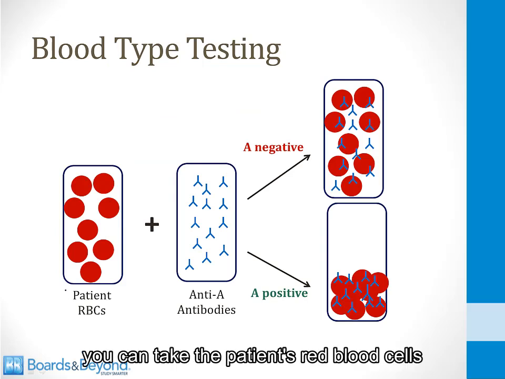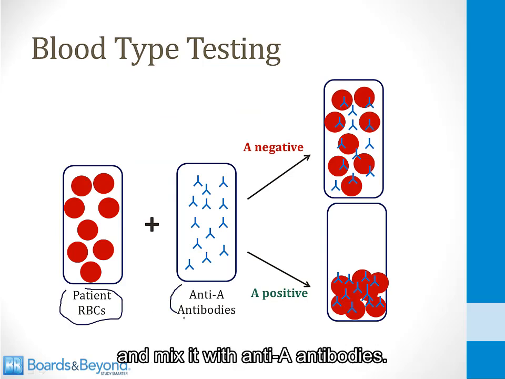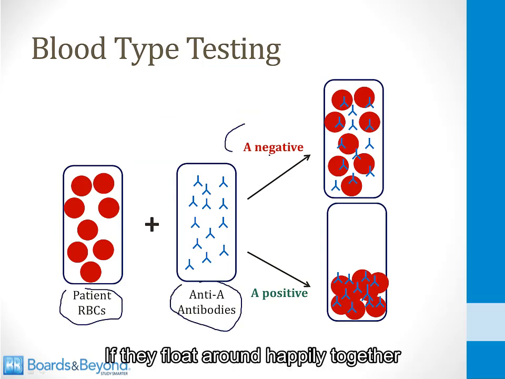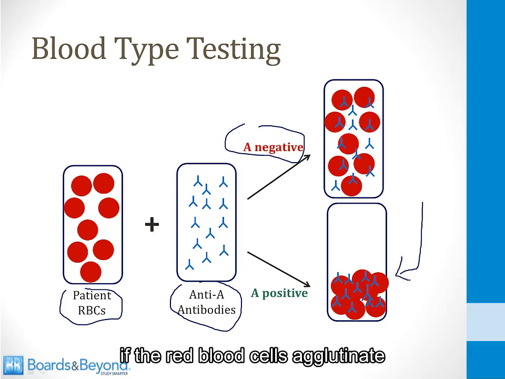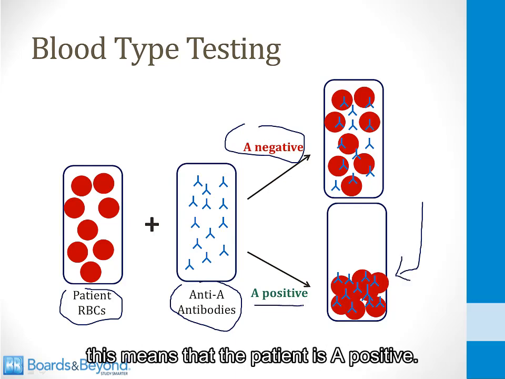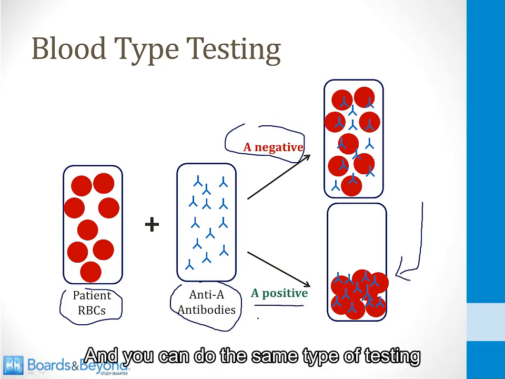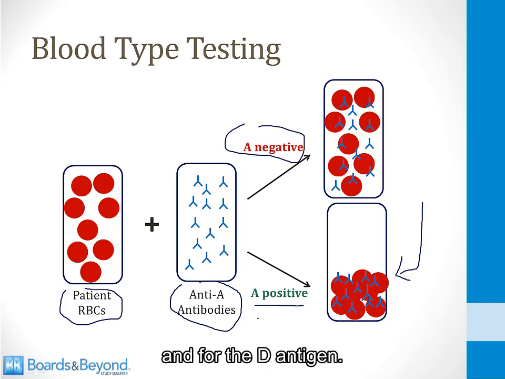So for example, you could take the patient's red blood cells and mix it with anti-A antibodies. If they float around happily together, this means the patient is A negative. On the other hand, if the red blood cells agglutinate, this means that the patient is A positive. And you could do the same type of testing for the B antigen and for the D antigen.